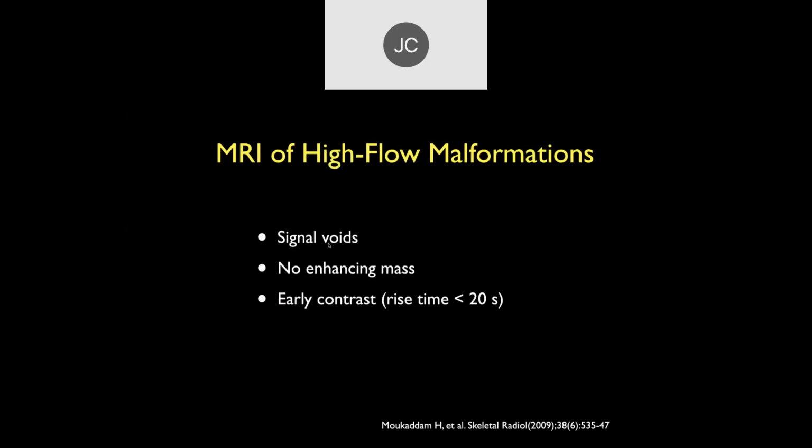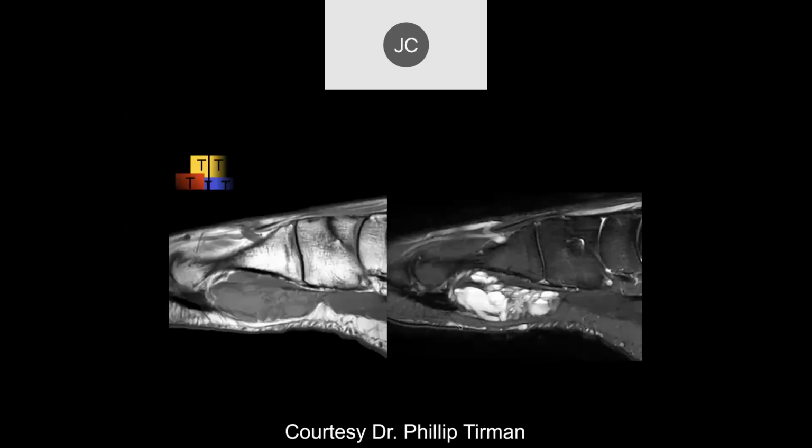High flow, you typically see signal voids on MR. You don't see much of an enhancing mass. And then if you do a dynamic MR study, you can see contrast very early on, usually within 20 seconds of the injection.